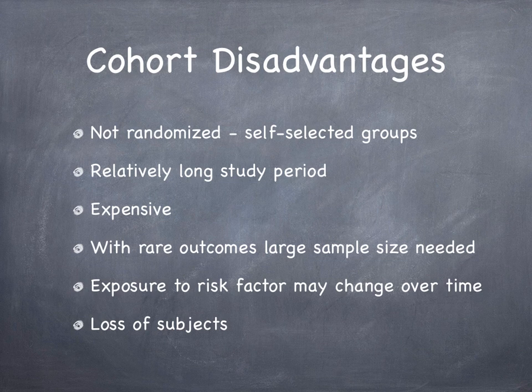Disadvantages include the fact that the study subjects are not randomized. These are self-selected groups. A cohort requires a relatively long study period, and therefore they can be quite expensive to complete. With rare outcomes, a large sample size is needed. The exposure to the risk factor may actually change over time, and investigators need to consider loss of subjects during the course of their study period.